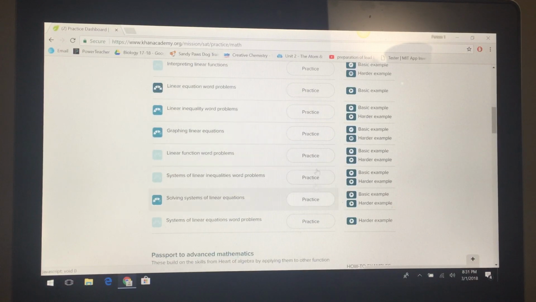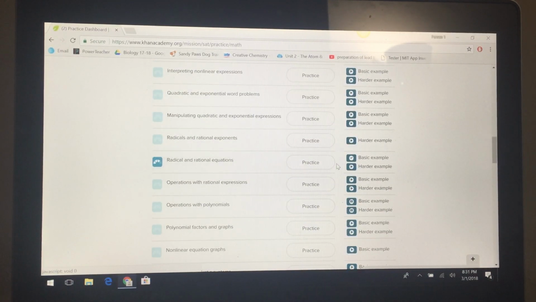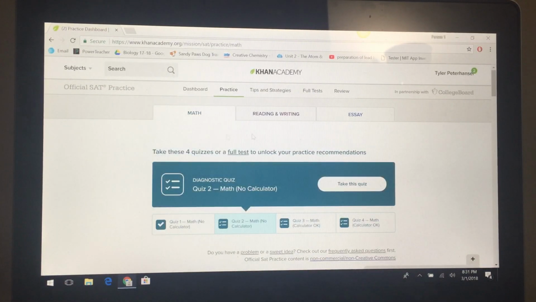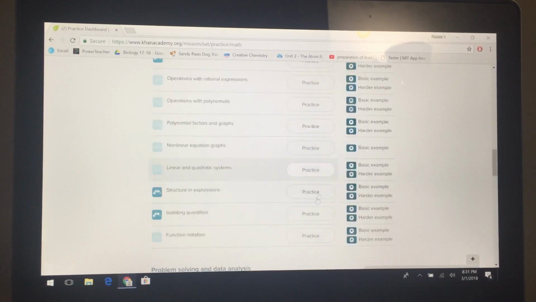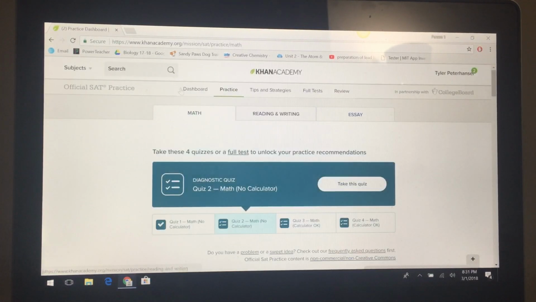You want to do these practice questions, not the diagnostic. Let me repeat that one more time. Do any of the practice modules, not the diagnostic. The diagnostic won't work with my method, okay?